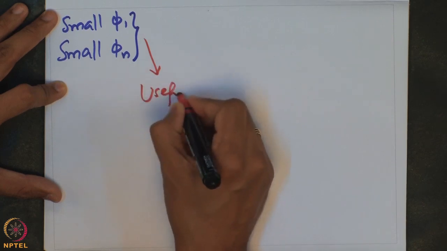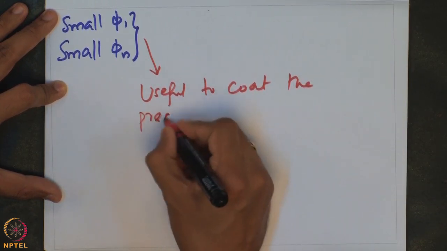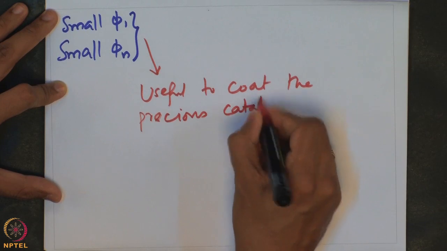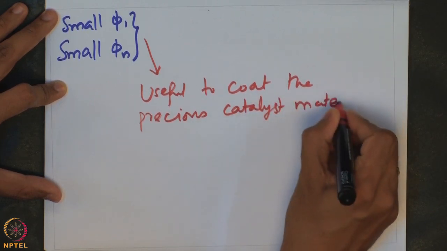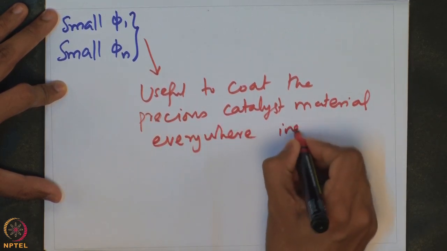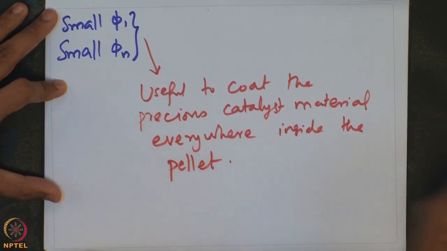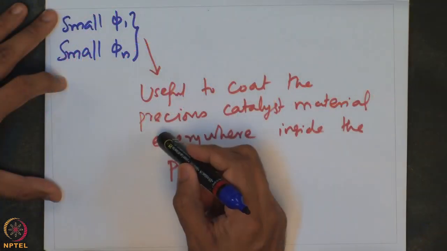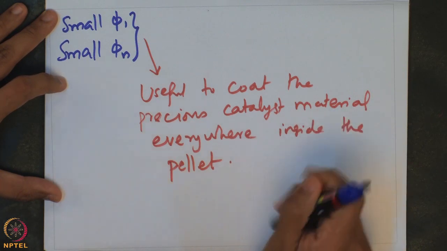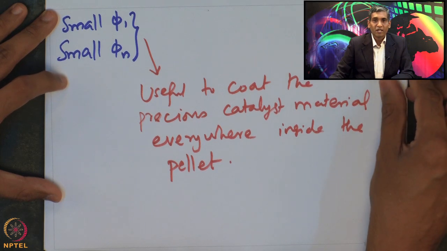it is useful to coat the precious catalyst material everywhere inside the pellet. So, such insights are very useful in designing the way in which the catalyst can be used, and in fact it is helpful in deciding what is the nature of the coating of the catalyst that needs to be performed in order to take care of the conditions in which the reaction is happening.